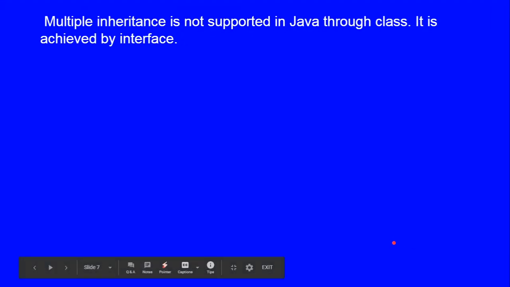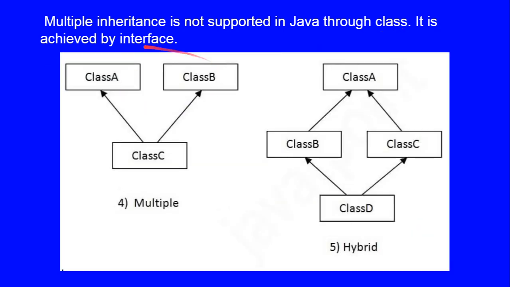Now let us see what multiple inheritance is. Multiple inheritance is not supported in Java through classes. Then how is it done? It is done by the interface concept. This is multiple inheritance. We can give an example of a parent class, a mother and a father, having a child. This type of class is not allowed in Java. That means the child class cannot get the qualities from two different parent classes. So multiple inheritance is not supported in Java.